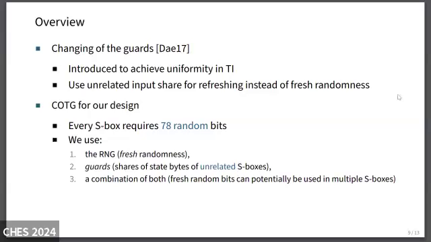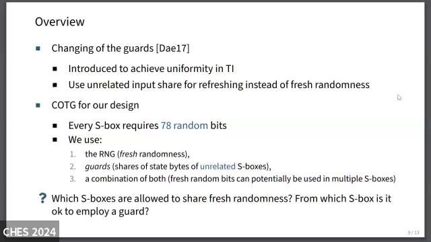So why not just use fresh randomness and combine it with a share of a state byte of another S-box, because by XORing that together, you essentially get a fresh mask out of that. And you can start reusing guards and fresh randomness in multiple S-boxes in your design. Of course, you need to be careful which guard you use and which S-boxes are allowed to share fresh randomness, and which S-box is actually okay to take a guard from another S-box. And you need to take care of that and keep track of that.